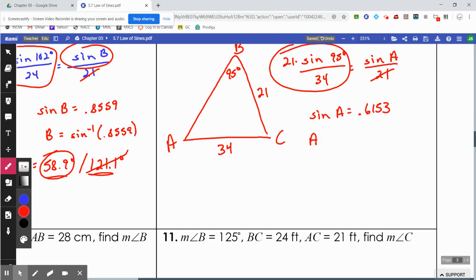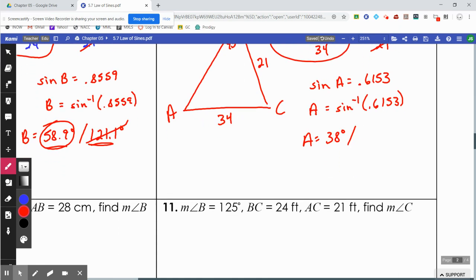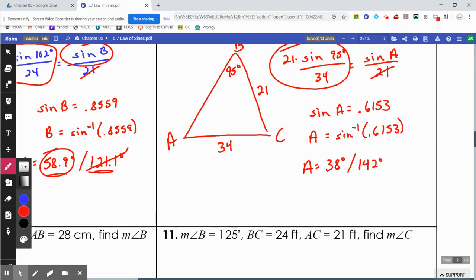0.6153. To find angle A, you move the sine over by doing the inverse sine of 0.6153, and you get that A has a value of right at 38 degrees. To find the second possibility, you subtract that from 180, so you have a second possibility of 142.